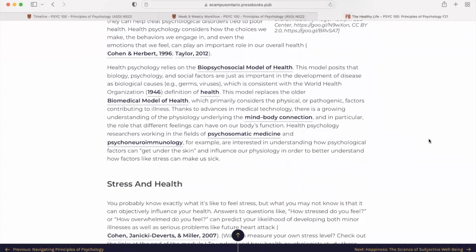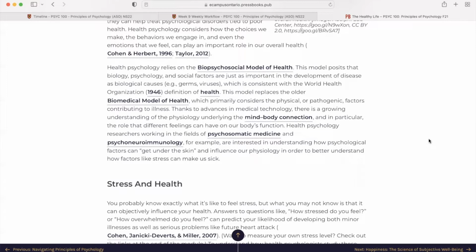Health psychology considers how the choices we make, the behaviors we engage in, and even the emotions that we feel can play an important role in our overall health. Health psychology relies on the biopsychosocial model of health. This model posits that biology, psychology, and social factors are just as important in the development of disease as biological causes, which is consistent with the World Health Organization definition of health. This model replaces the older biomedical model of health, which primarily considers the physical or pathogenic factors contributing to illness.